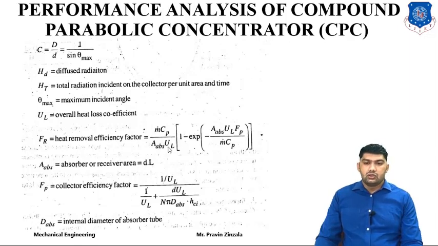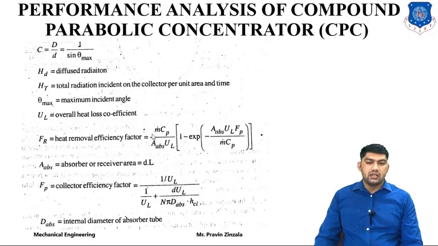UL means overall heat loss coefficient, and 1 minus exp means e raised to minus absorber area over heat loss coefficient. FP means collector efficiency factor. Here we also consider the collector efficiency factor, and its value is equal to 1 upon UL divided by 1 upon UL plus DUL and pi D, where D is the inlet diameter of the absorber tube, hCI divided by M into CP.